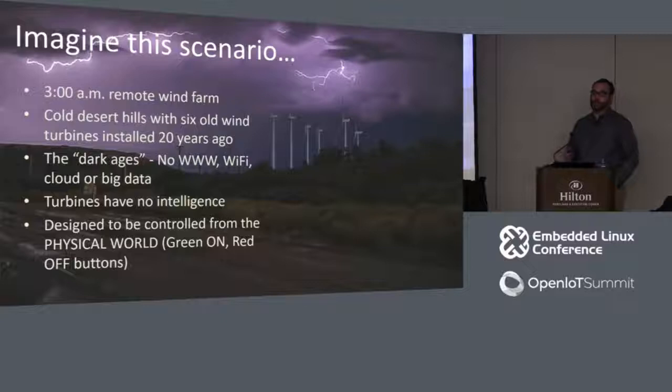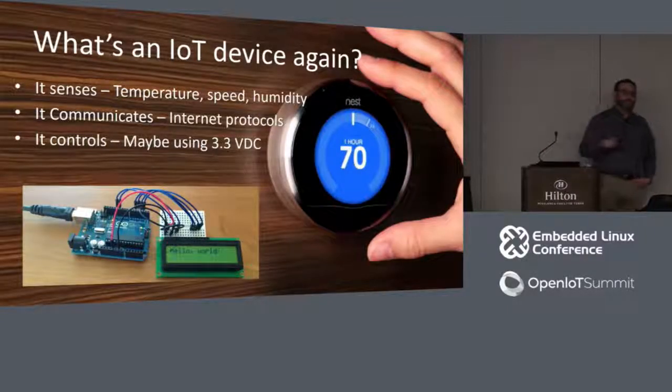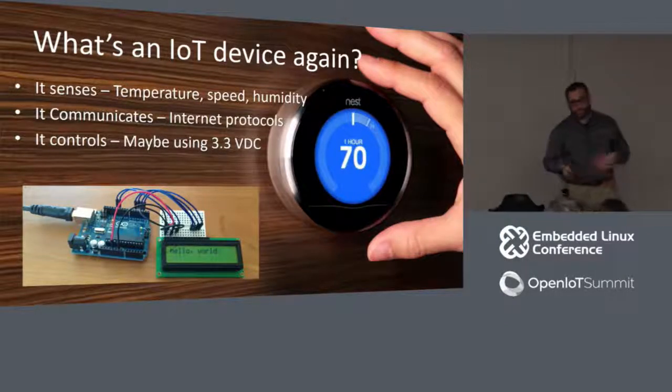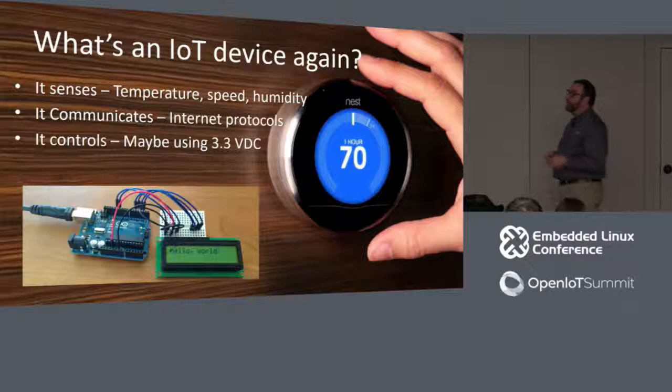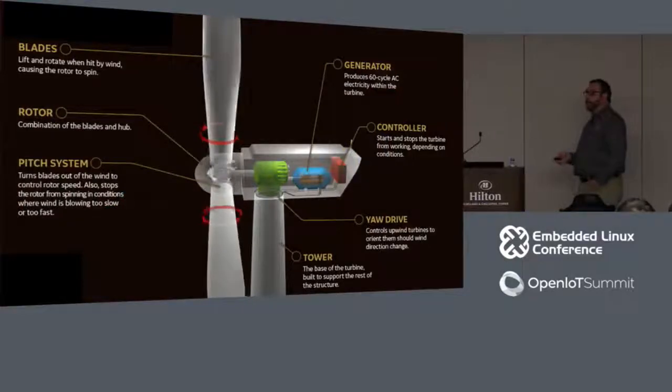So what's our green energy producer supposed to do here? Let's think about that Internet of Things device definition again. It senses, it communicates, and it controls. So we're sensing the world around us, we're communicating up with the cloud, and we're doing some type of control, just like that Arduino board could do, right? Just like a little maker board can do. What if we took that type of technology, those ideas, those concepts, and we applied them to our wind turbine?